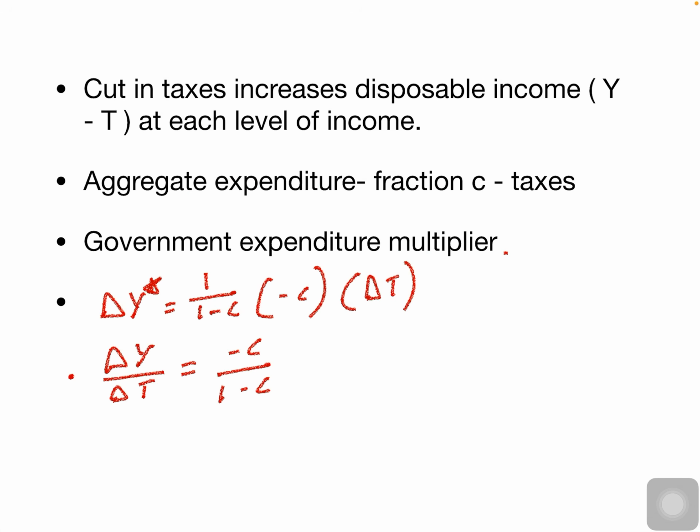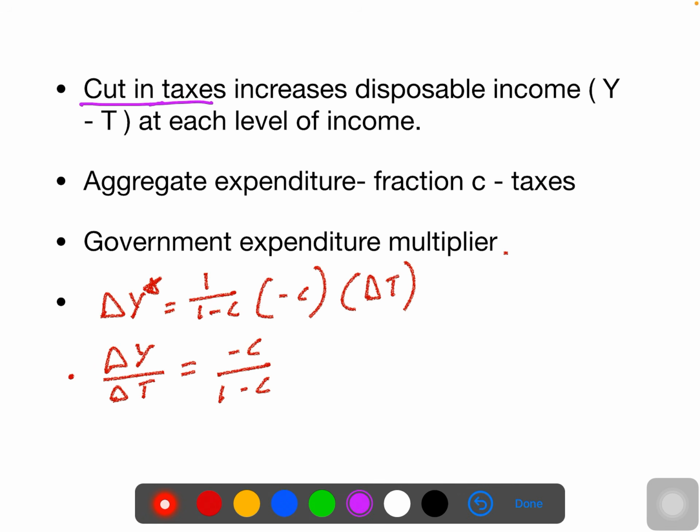Whenever there is a cut in tax, that means the tax is going to decrease. In that case, disposable income is going to increase. What is disposable income? Whenever you get income, if you subtract the tax from it, you get disposable income. So the disposable income is going to increase.